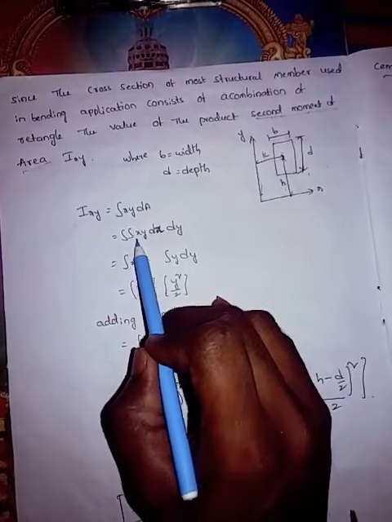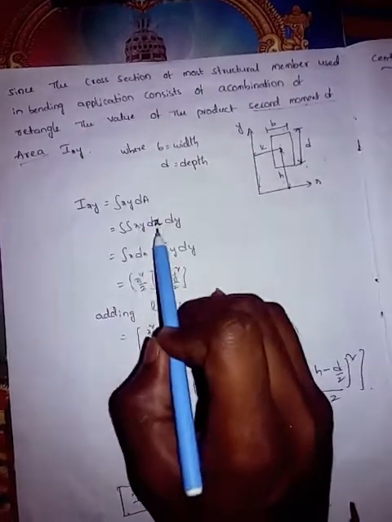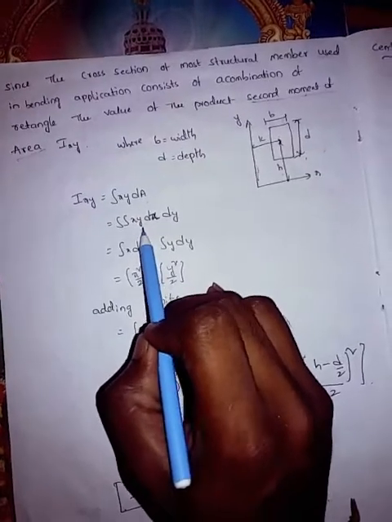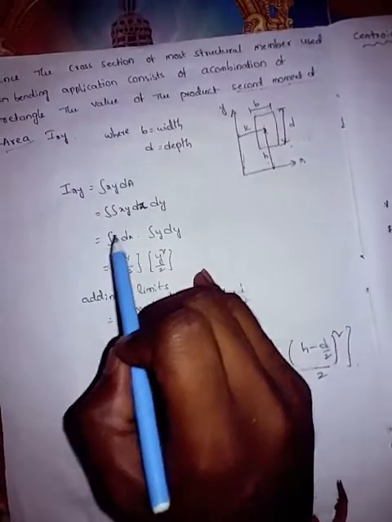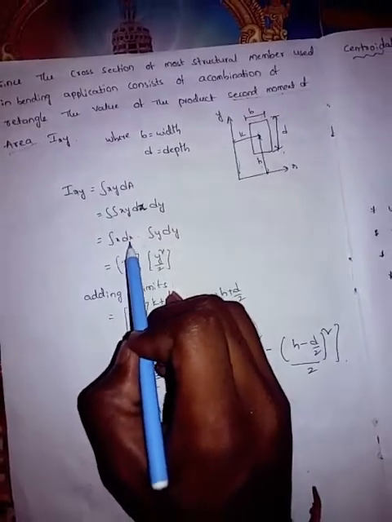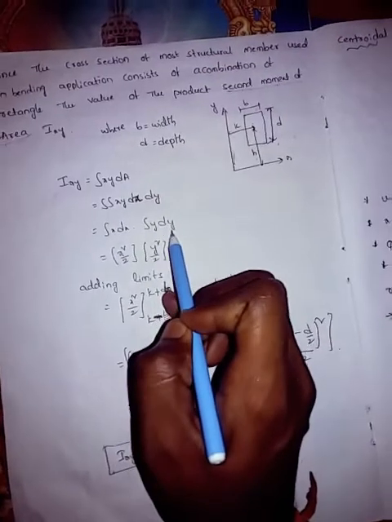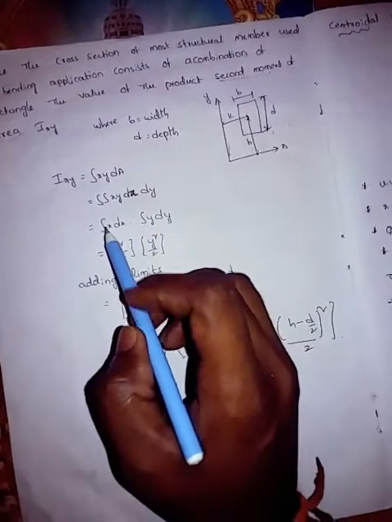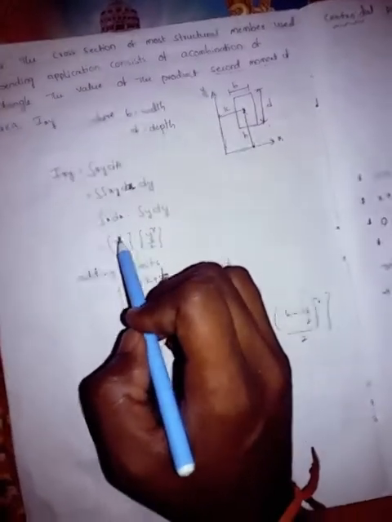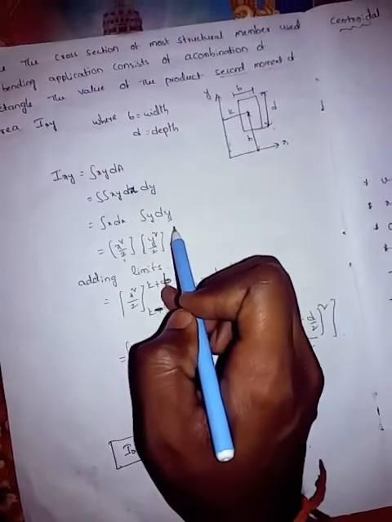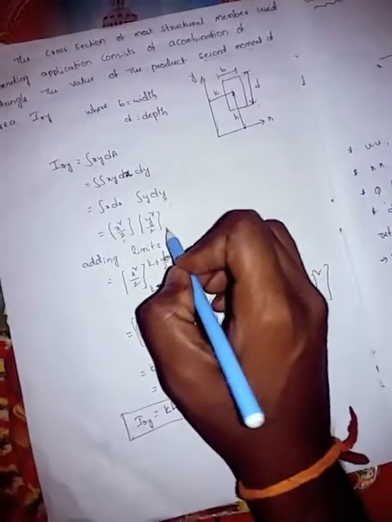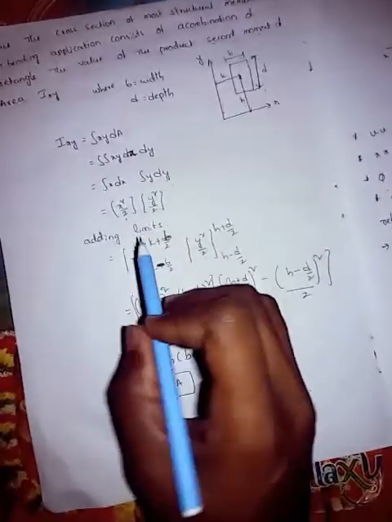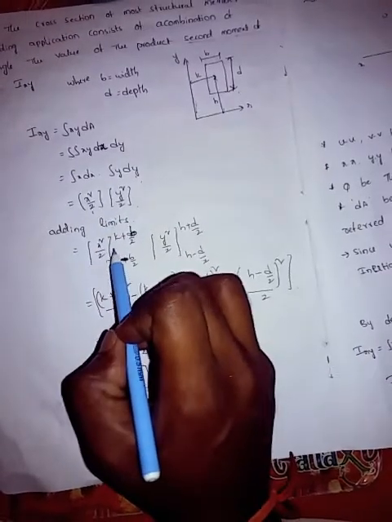Integral of xy dA is nothing but the expression dx, y expression dy. Therefore, write down integral of x dx, integral of y dy. The integral of x dx is equal to x square by 2. The integral of y dy is equal to y square by 2. Adding the limits, therefore x square by 2 with limits.